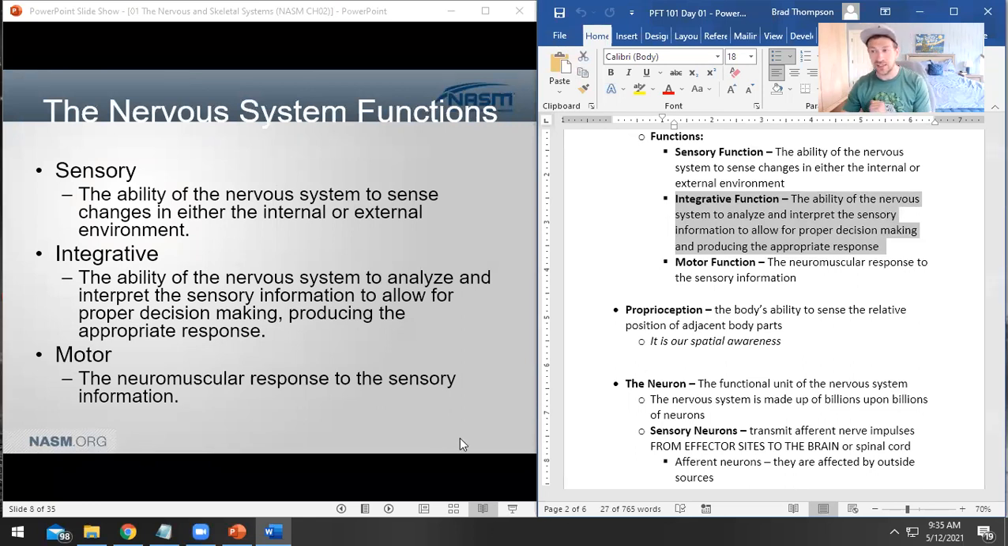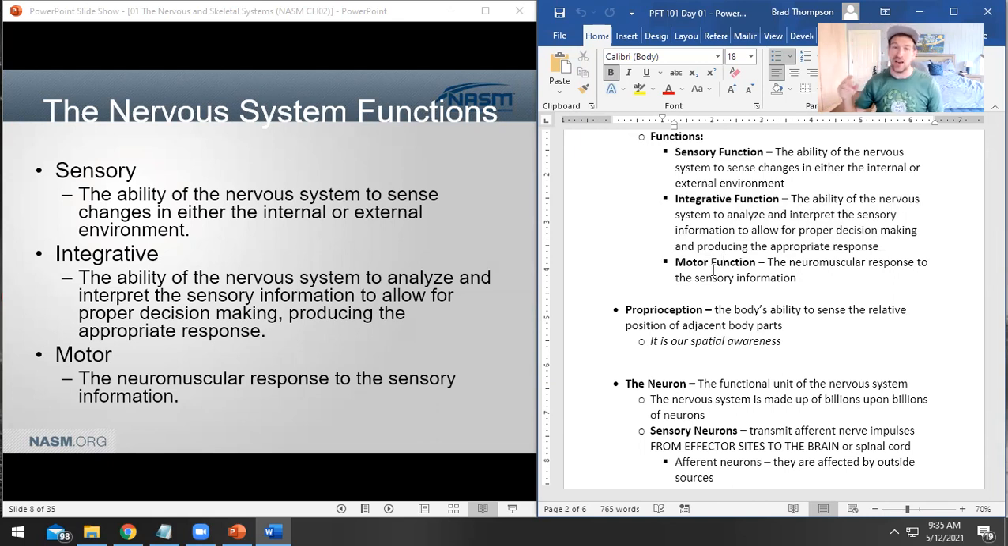Now, there is the last half of things, which is kind of what we've already bled into just a little bit, which is motor function. So the last function of your nervous system is motor function. That's the neuromuscular response to sensory information. So let's say you touch something really hot, right? Well, then your integrative function is going to go, whoa, warning, big hot. We got to get that hand off of there, right?